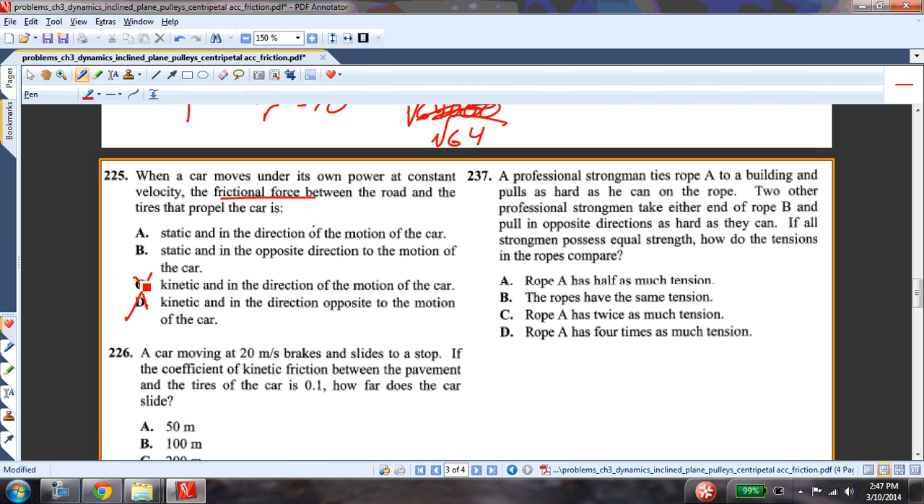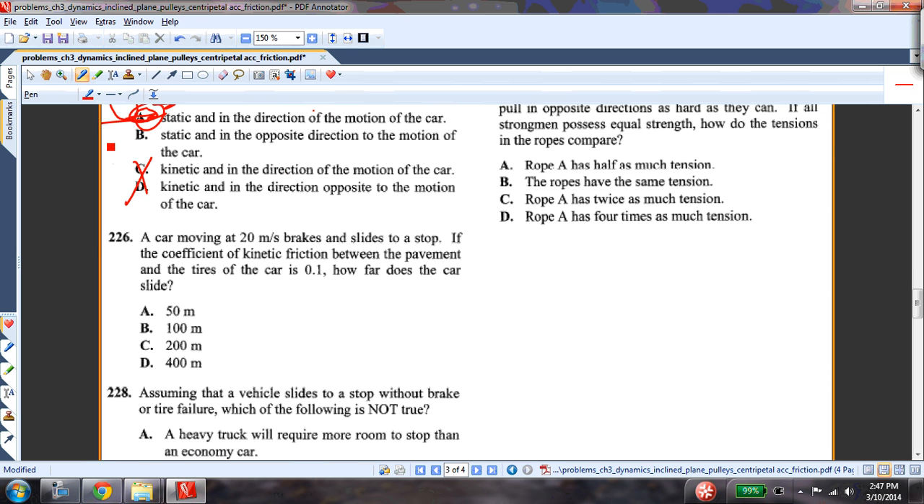And the frictional force, if I imagine my tire here, my car is moving in this direction, and so the tire is against the road. I'm looking for the frictional force between the road and the tires. That frictional force is going to be in this direction. Is that right? Yeah. And so it's going to be A is the right answer.